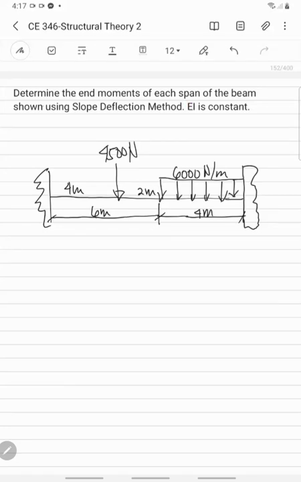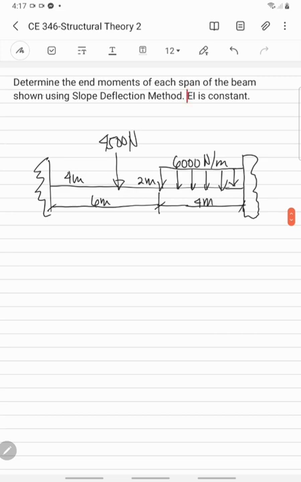Another method in determining the end moments of each span of the beam is the slope deflection method. In this method, the moment at the end of each span is expressed in terms of fixed end moments due to external loads. Then, the second is due to the rotation of the tangent at the end of each elastic curve. And third, the rotation of the cord joining the ends of the elastic curve.